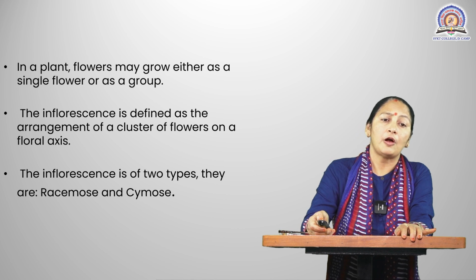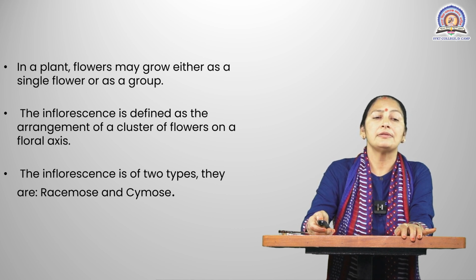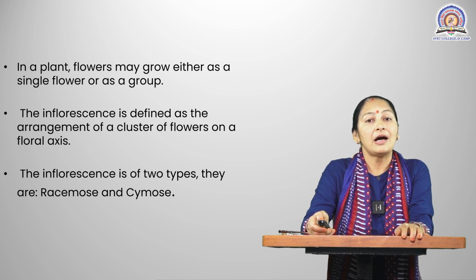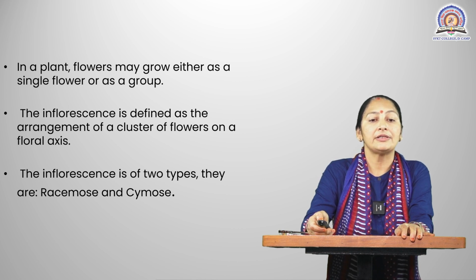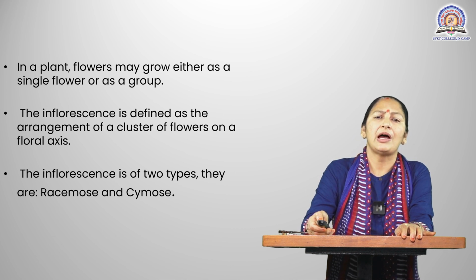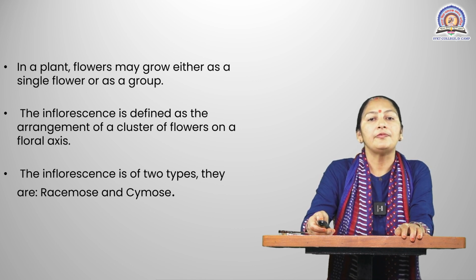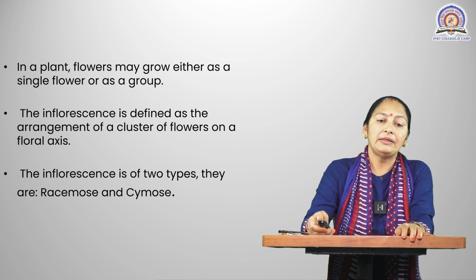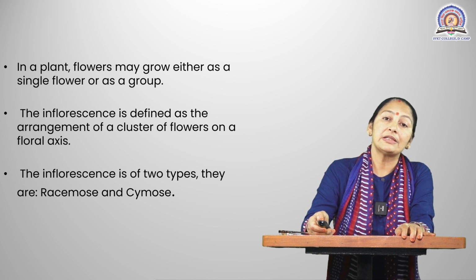In a plant, the flowers may grow either singly or as a group on a floral axis. Now make the definition. Inflorescence is the mode of arrangement of all the flowers on a floral axis: single, double, many, clusters, some like balls. The various types of arrangement present on a floral axis are known as inflorescence. Okay, is it clear?